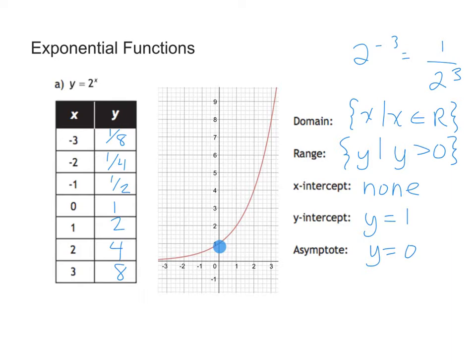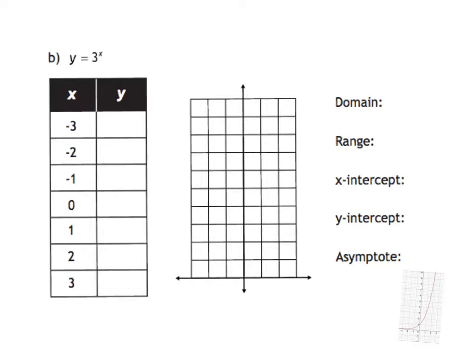So moving to the next one, try to keep those close so we can remember: did the domain and range change when we change the base of the exponent? Does the x-intercept, the y-intercept, or the asymptote change? So here's the next one. This is y equals 3 to the power of x. So it's also just a base exponential function where the base of the exponent is 3 instead of 2. So now we do 3 to the power of negative 3, which is 1 over 27.